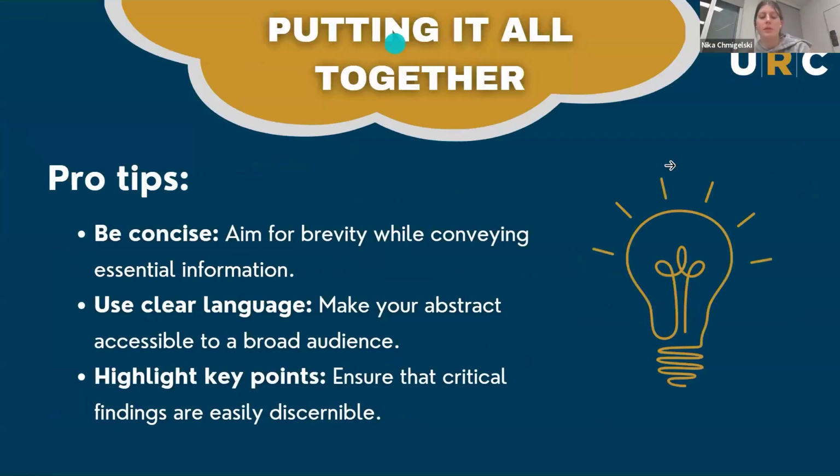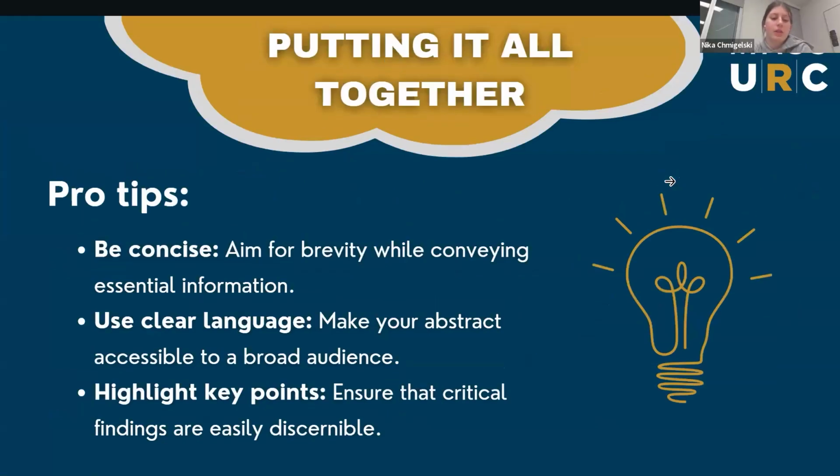So some tips about when you're writing your abstract. A really important thing is to be concise. You want to aim for clarity and brevity when talking about your research, and you don't want to drag it on for too long. Another really important thing is to use clear language. You want to avoid using too much technical jargon, and make your abstract accessible to a larger audience. So obviously your research might include a lot of technical information, but you want to make sure that someone reading this is going to understand it, not knowing too much of a background about it.